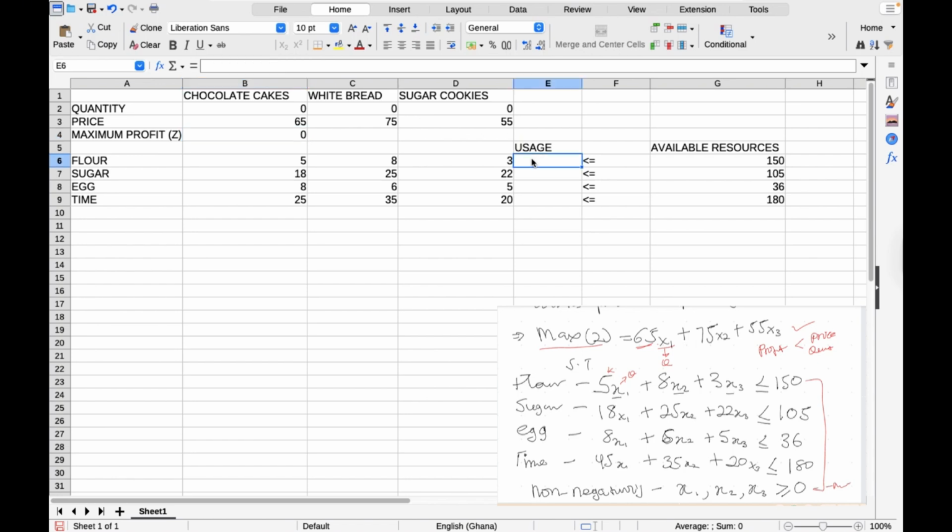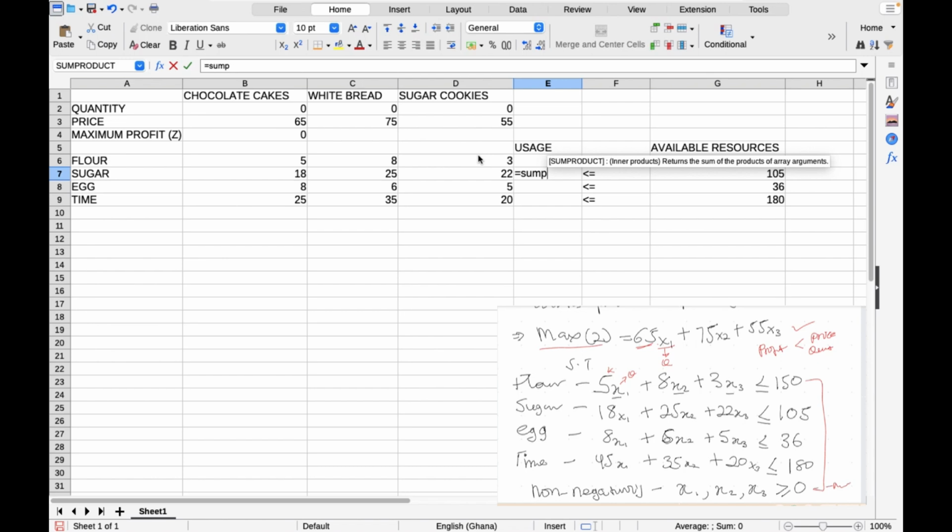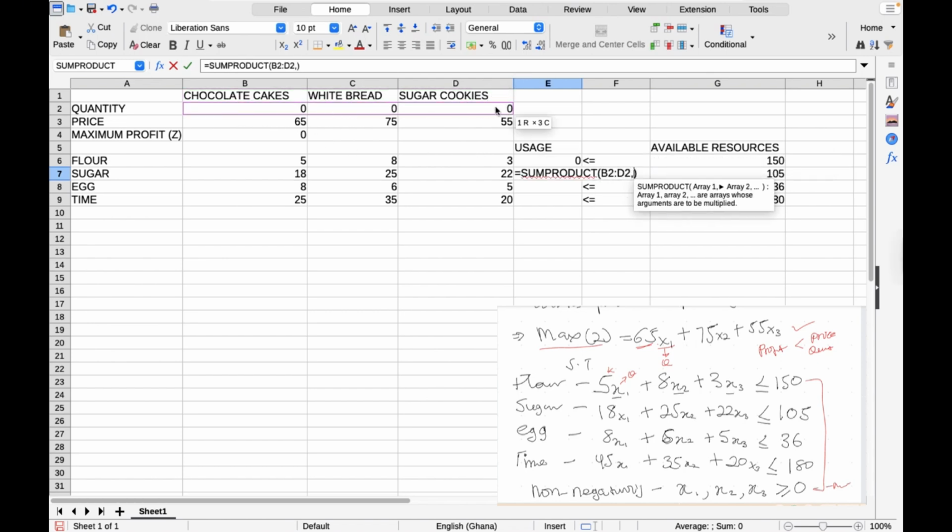So you do the same here, the sum product, right? So this is the sum product. So the sum product of this is the quantity, that's the x. So comma, and then the coefficient of the flour. Click or enter, you put the same formula for sum product of quantity, comma, click and hold and drag.